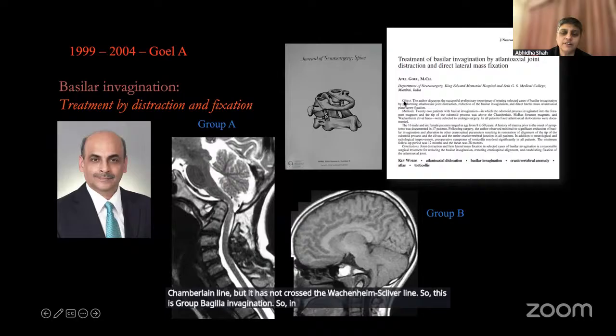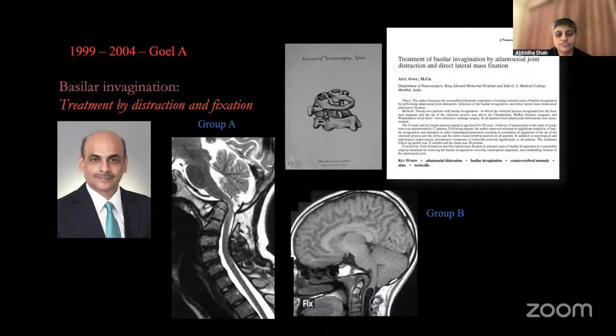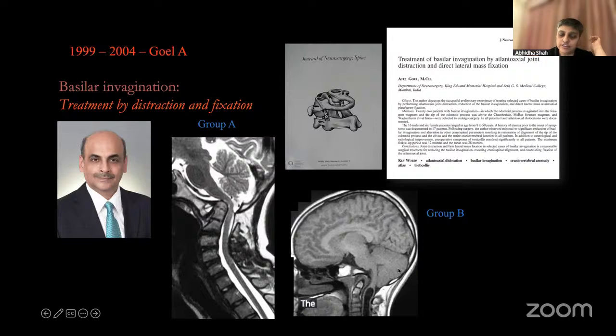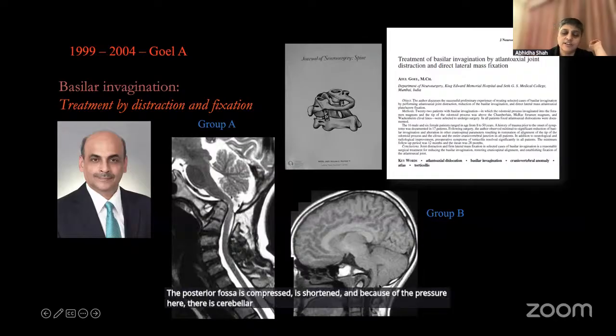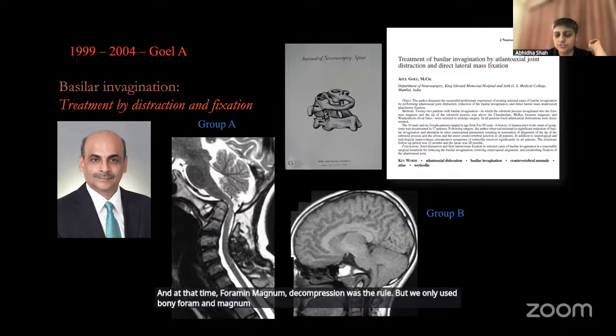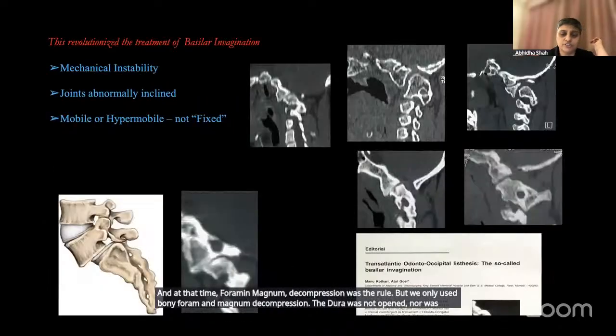So in this paper, it was recommended that for group A basilar invagination, you do distraction and fixation. So you open the joint, you fix the C1, C2 region, and you will have craniovertebral realignment. For group B at that time, he recommended foramen magnum decompression, because the theory at that time was that the posterior fossa is compressed, is shortened, and because of the pressure here, there is cerebellar herniation, tonsillar herniation, and syringomyelia. But this theory has changed over the years, and at that time, foramen magnum decompression was the rule. But we only used bony foramen magnum decompression. The dura was not opened, nor were the cerebellar tonsils manipulated.